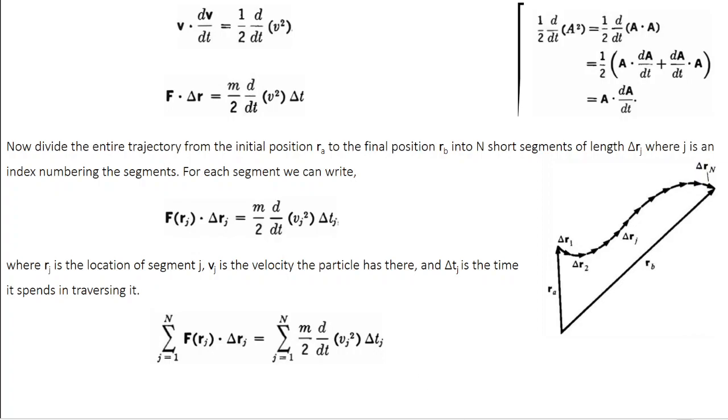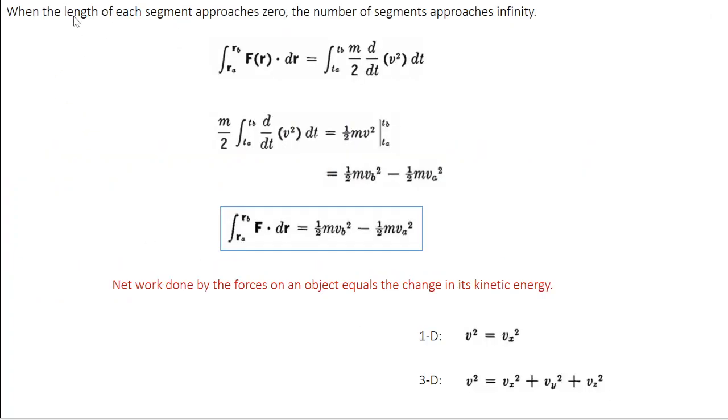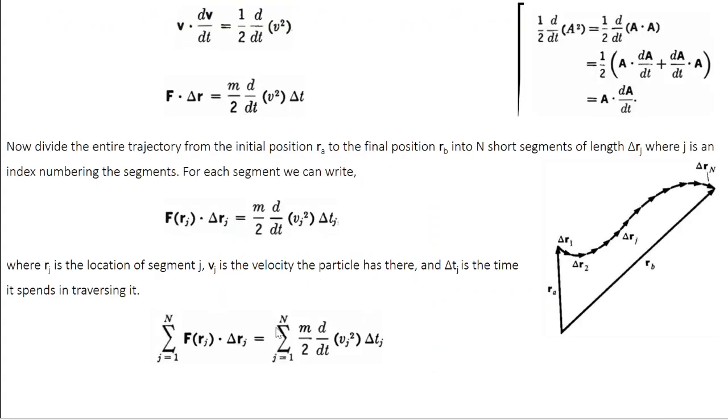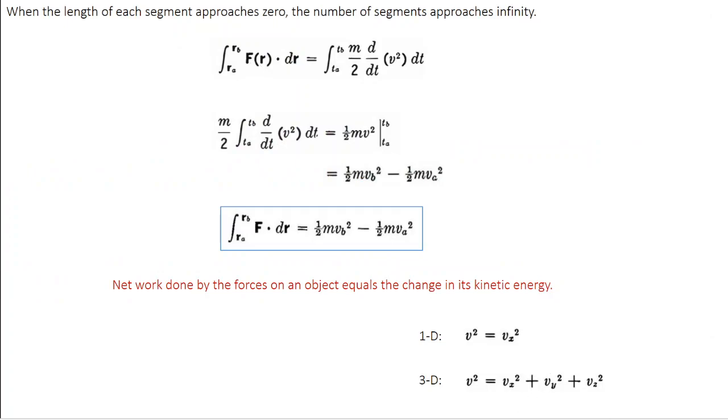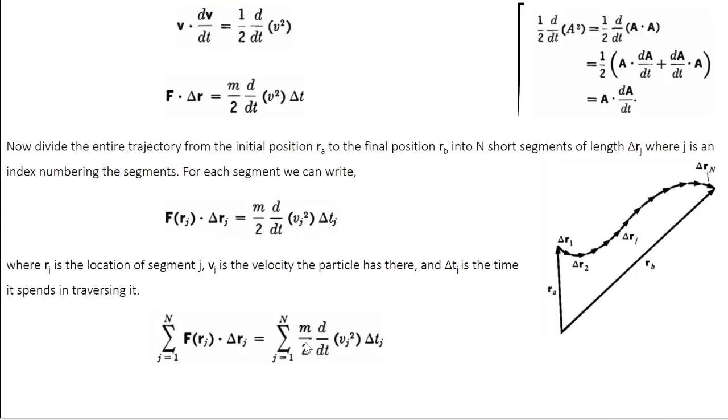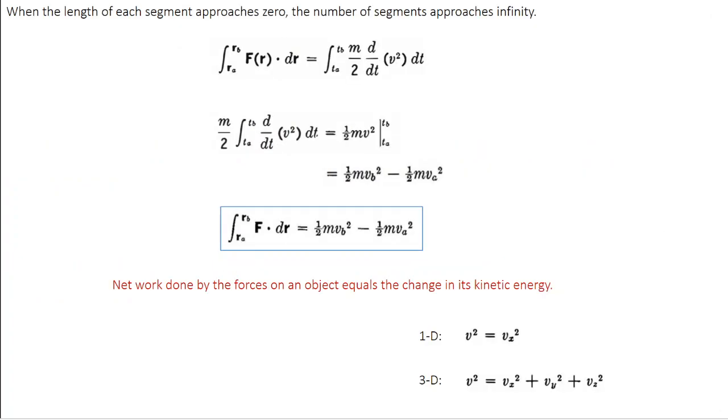So let's take the limiting scenario. You decrease the length of each segment to 0. So you're approaching 0. What happens to the number of segments? It approaches infinity, right? And from calculus, you know that an infinite summation is nothing but an integration. So you can replace this summation with an integration now. So on the left hand side, you have integral F dot dr. On the right hand side, you have integral m over 2 dv by dt into dt.